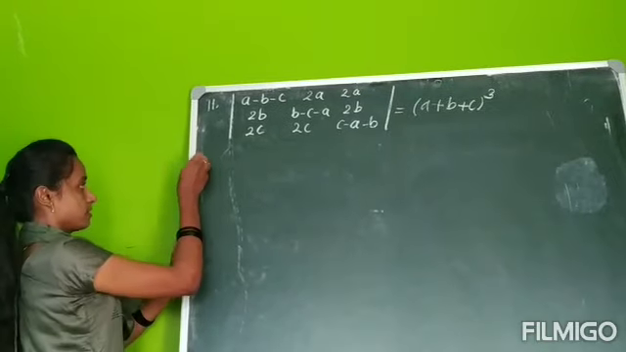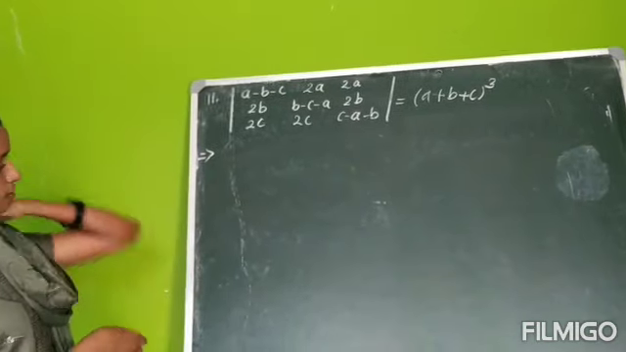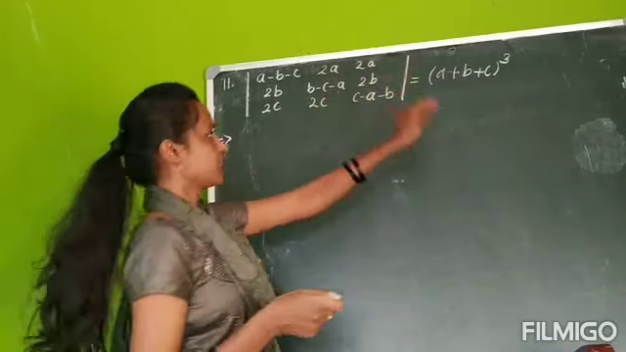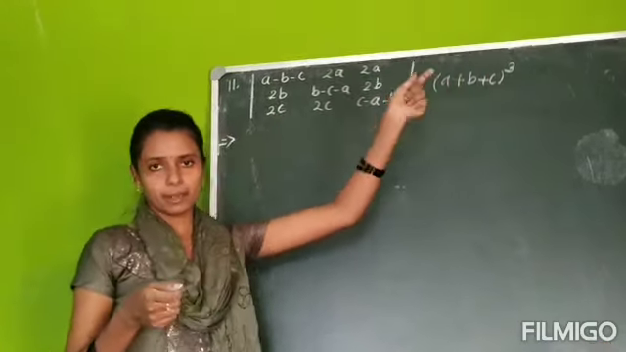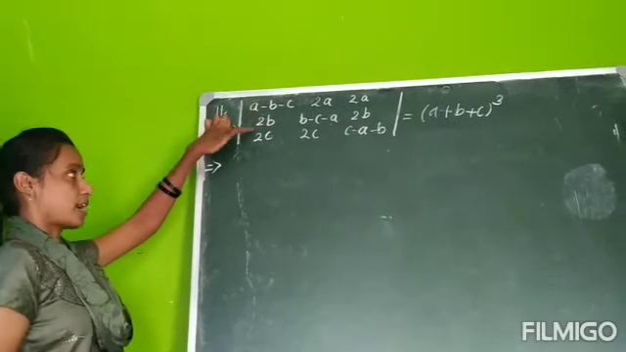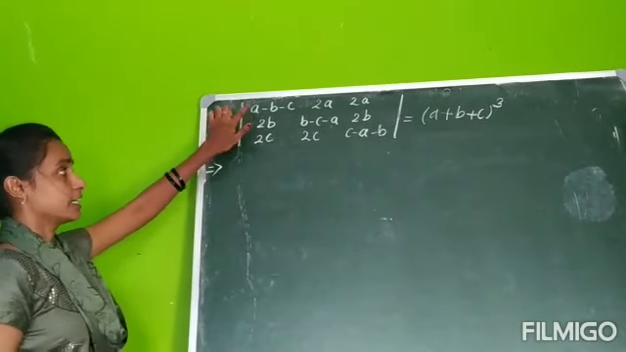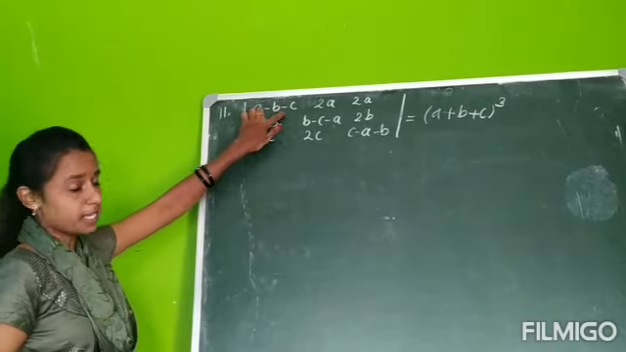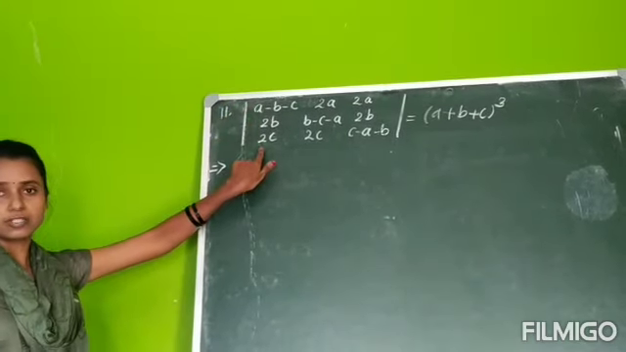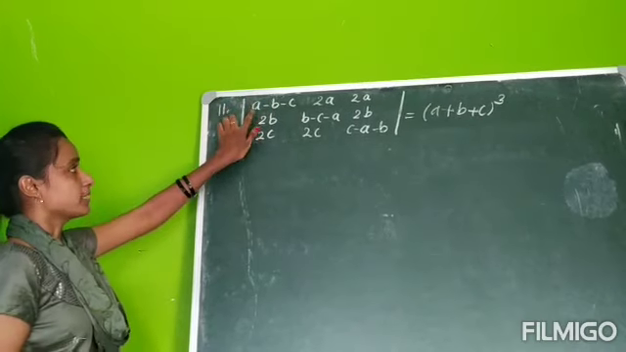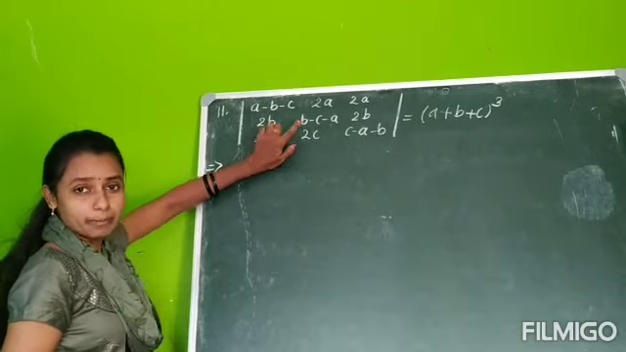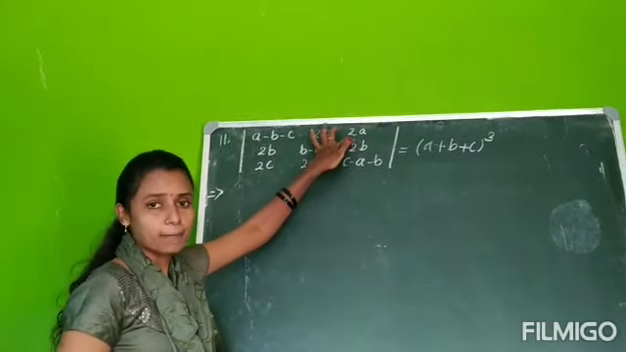So here, we need to get the RHS, a plus b plus c, whatever the power, you just leave it. So we need to get a plus b plus c. Here you can go with R1 plus R2 plus R3. Why? Because here a is there, minus b plus 2b plus b, minus c plus 2c is again plus c. That means a plus b plus c you will get. Again here also you will get a plus b plus c. Here also you will get a plus b plus c.